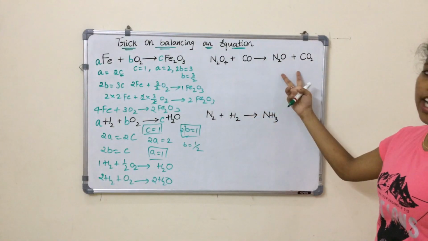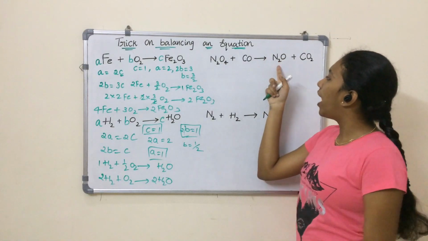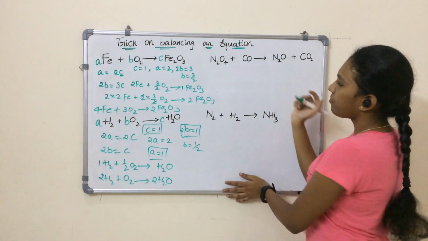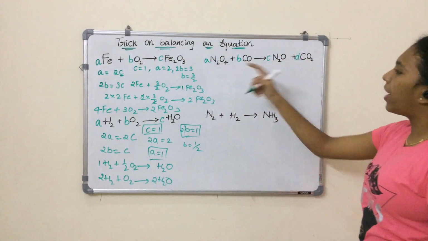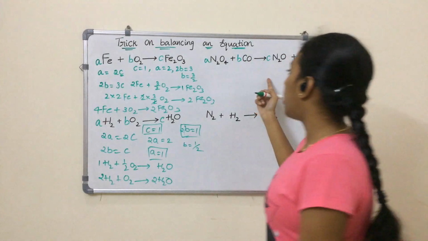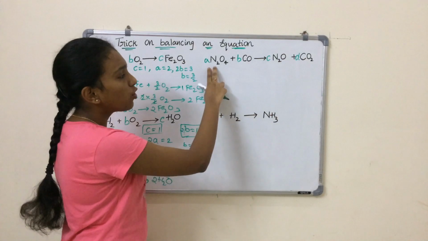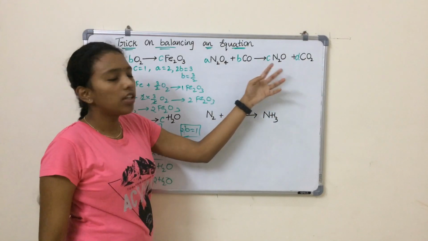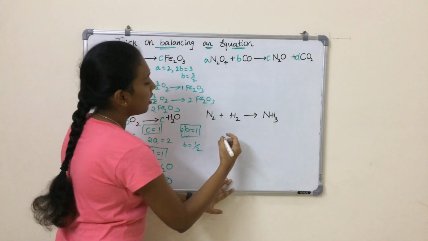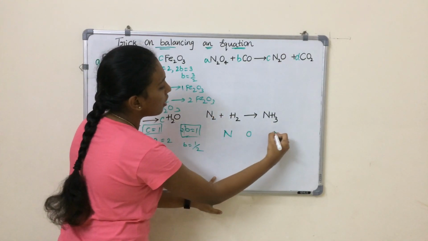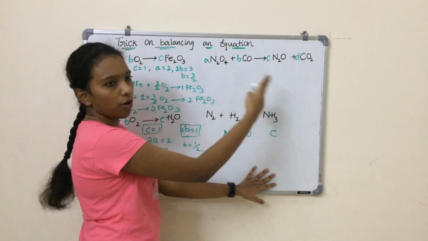Now let's move on to another example. N2O4 plus CO gives you N2O plus CO2. As the same process proceeds, keep A, B, C, D as the coefficients of those molecules and compare nitrogen, oxygen and carbon on both sides. Let me write the molecules separately to avoid confusion. The elements participating are nitrogen, oxygen and carbon.